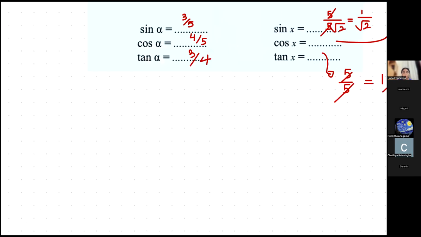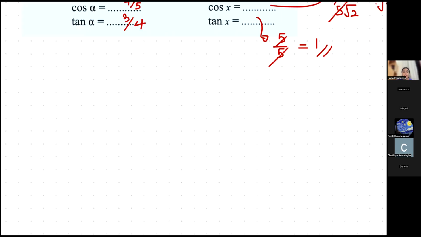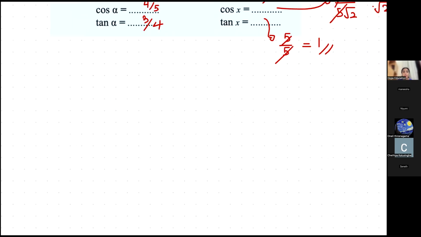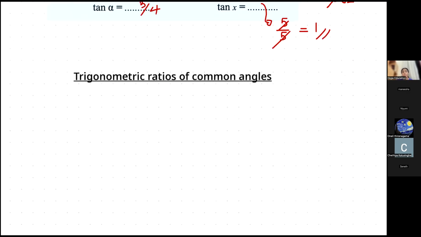And then let's move on to the next part, right? Write a topic: Trigonometric ratios of common angles. Put a topic like that. Trigonometric ratios of common angles.